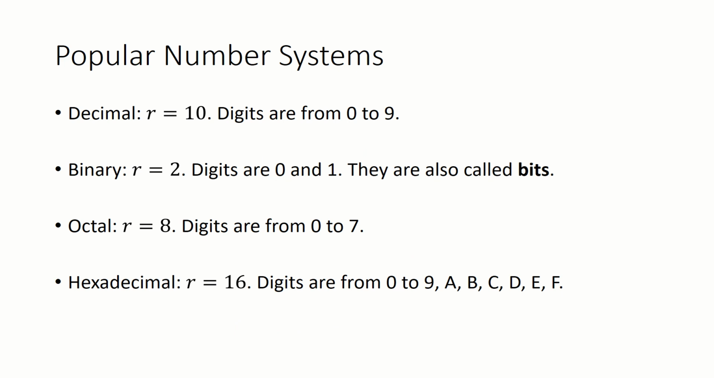In decimal, the radix is 10, the digits are from 0 to 9. In binary, R is 2, digits are only 0 and 1, and these are called the bits, not digits anymore, these are called the bits. Octal, R is 8 and digits are from 0 to 7. In hexadecimal, R is 16. So, there are a total of 16 digits from 0 to 15.